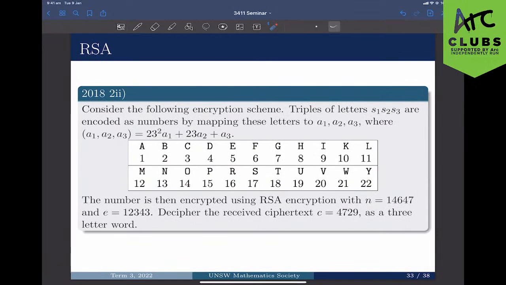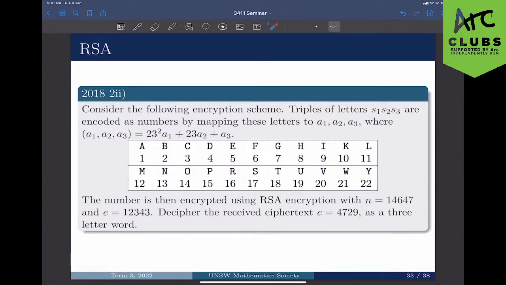So we look at an example. Consider the following encryption scheme. Triples of letters, so blocks of 3 letters, are encoded as numbers by mapping these letters to A1, A2, A3, where A1, A2, and A3 is represented by a number, which is equal to this expression. The number is then encrypted using RSA encryption with a value for n and e. Decipher the received ciphertext C.